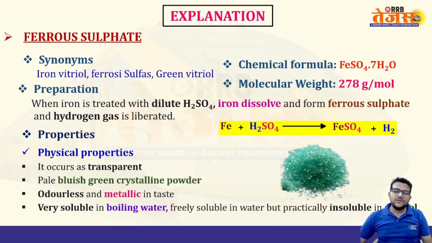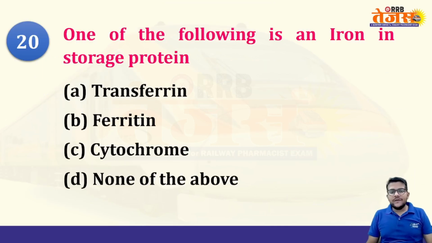Next you have the molecular weight of ferrous ascorbate. Ferrous ascorbate has a molecular weight of 748, as per the option. Got it? Next, which one of the following is an iron storage protein? Iron is stored in the form of ferritin.